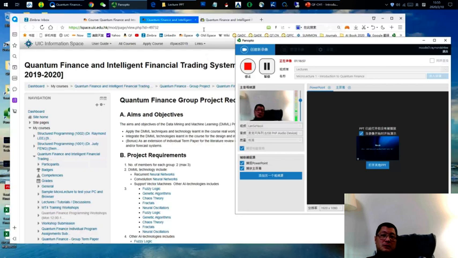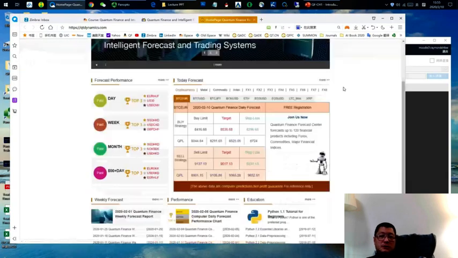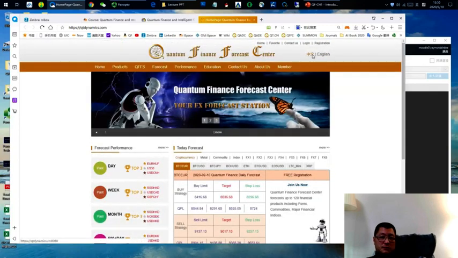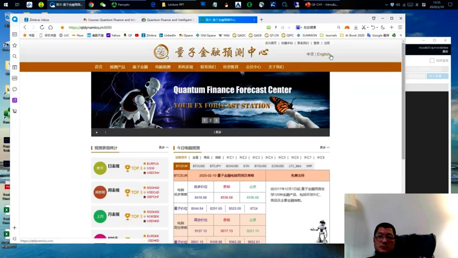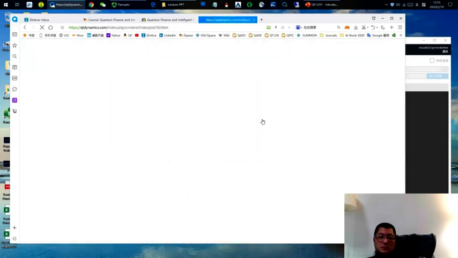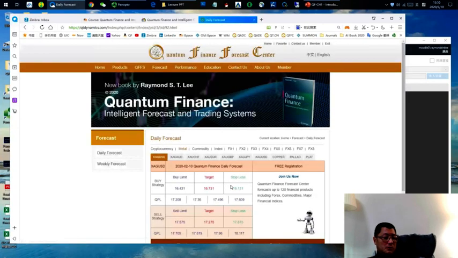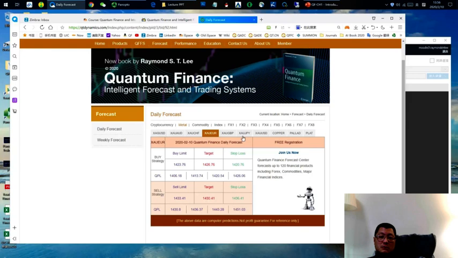And the last thing I want to show you a bit is the Quantum Finance website again. As you can see, this website has a Chinese and English version, and you can click different topics. For every single product, it has the forecast, high, low, so you may get some idea. Besides this forecast, I also have the weekly forecast.